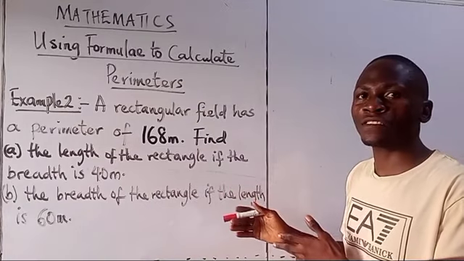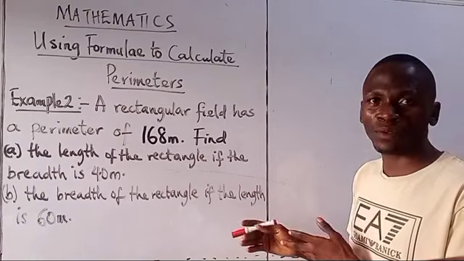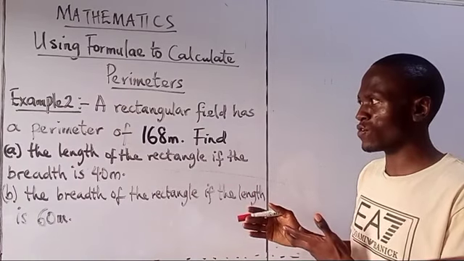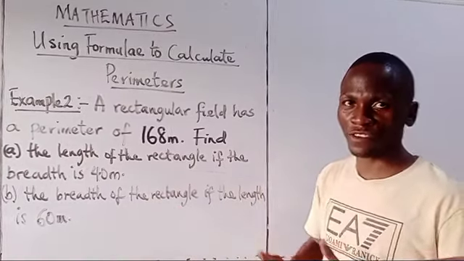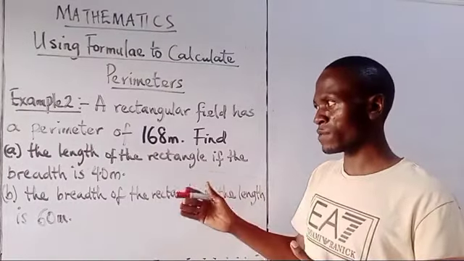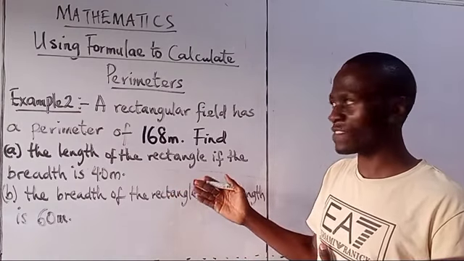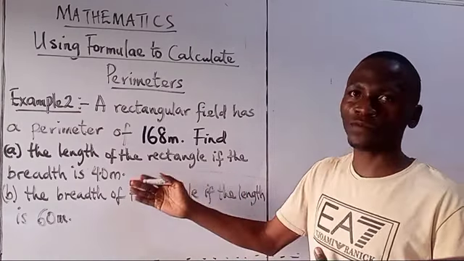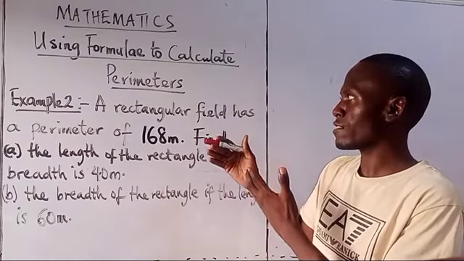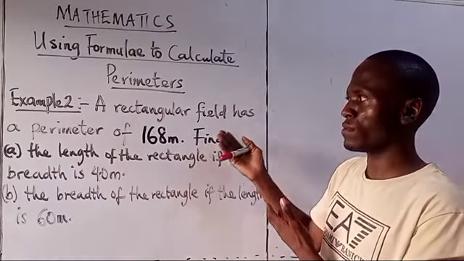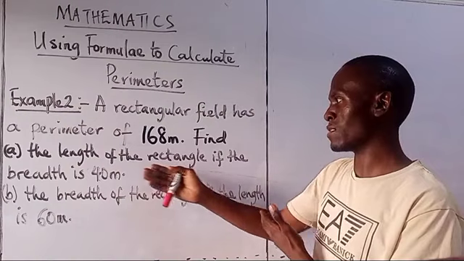Okay, here is another question, another example. In this example, we are asked to determine two things. There are two questions in one. The first one says that we should determine the length of the rectangle if the breadth is 40 meters. We are given the breadth of that rectangular field, and then we are given the perimeter as well. So we are asked to determine the length.